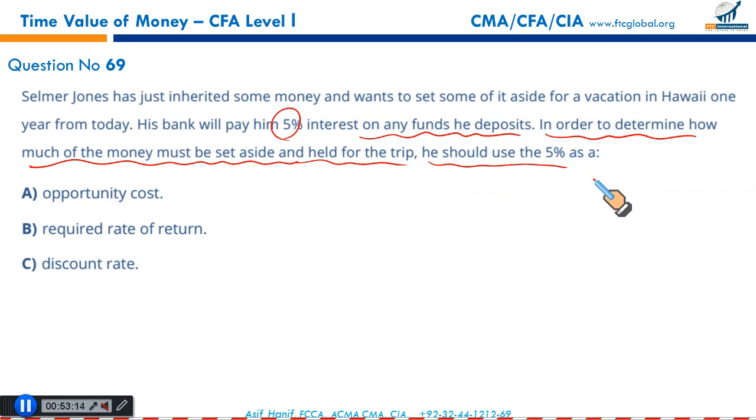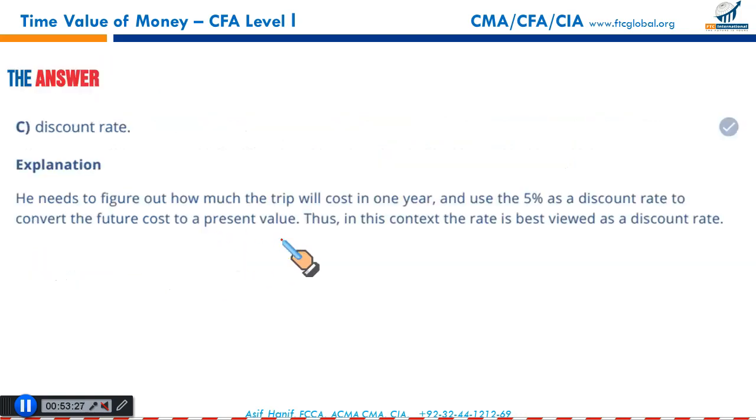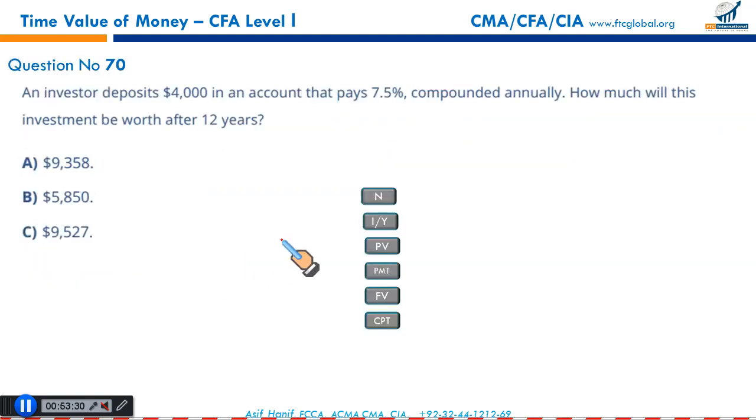So what he's talking about, is it opportunity cost? No, he's not giving up anything. Is it required rate of return? No, he's not making an investment. He just wants to calculate the present value of the future cash needed. So it is the discount rate that we're talking about. That is C. Move on.